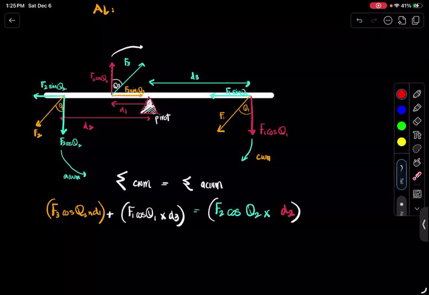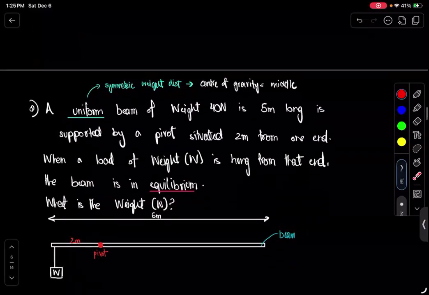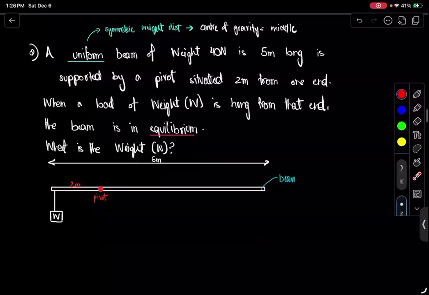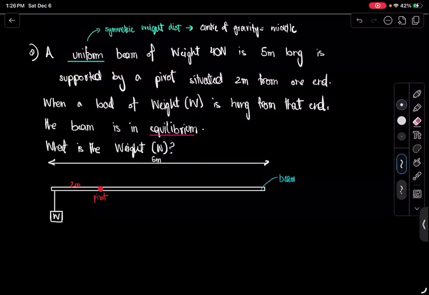Okay. Now let's move on straight to questions. Now try to solve this question by yourself. The question says a uniform beam of weight 40 newtons is 5 meters long, and is supported by a pivot situated 2 meters from the end. Right? So this is 2 meters. And when a load of weight W is hung from that end, the beam is in equilibrium. The question is, what is the weight W? You've got to find out what is the weight W.